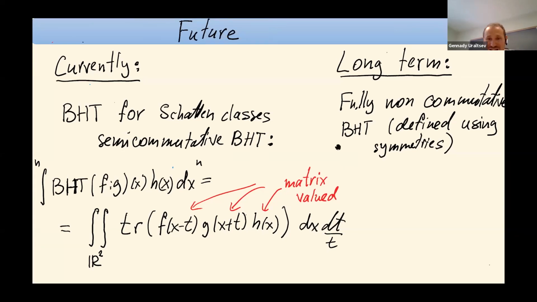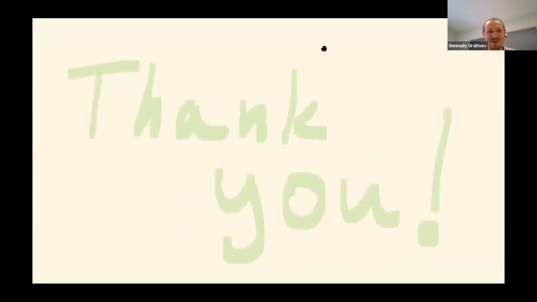Well, the hope is that at least we have a characterization of BHT, or at least a model for BHT, that is expressed in terms of symmetries. So essentially what one can do is write down a fully non-commutative object that has formally the same symmetries, even though it doesn't necessarily look the same, and then try to apply integration theory on the space of symmetries to maybe obtain some results. Okay, and I think that's it.